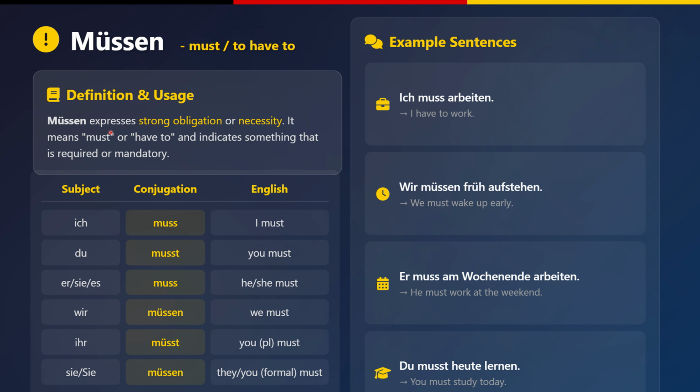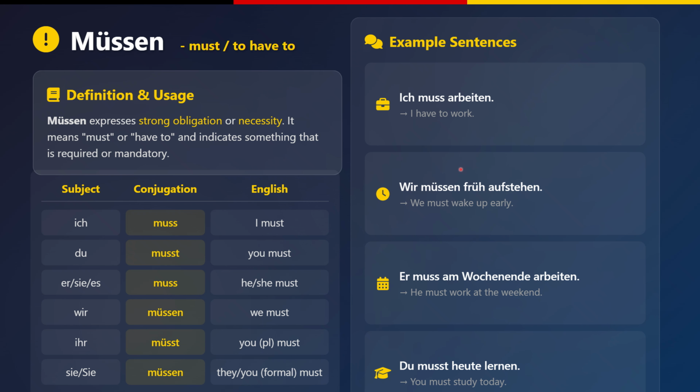Now let's study müssen. Müssen means must or to have to. It expresses strong obligation or necessity, something that is required. The conjugation: ich muss, du musst, er muss, wir müssen, ihr müsst, sie müssen. Let's look at these example sentences. Ich muss arbeiten, which means I have to work.